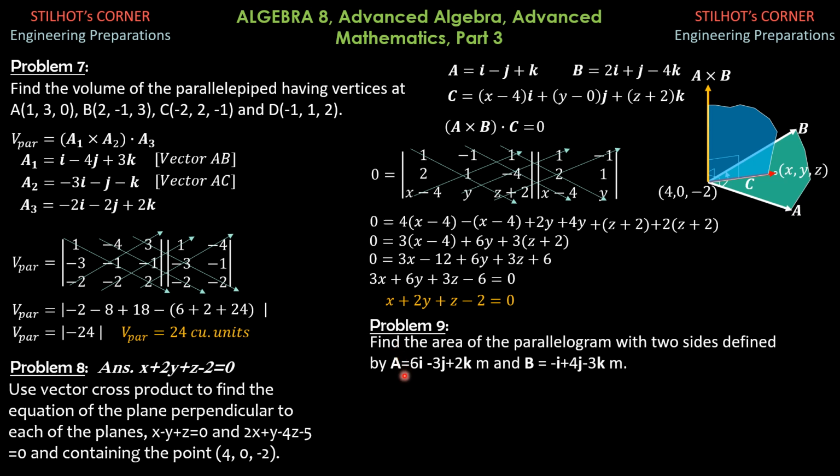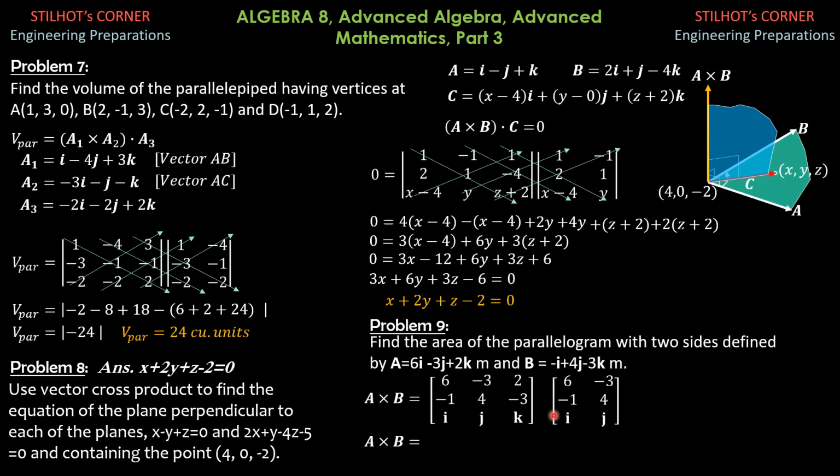Find the area of the parallelogram with two sides defined by A, quantity 6i minus 3j plus 2k, and B, negative i plus 4j minus 3k. So remember that the magnitude of the cross product of these two vectors is the area of the parallelogram. So for the technique of cross product, we do this same technique. Components of A first. So 6, negative 3, 2. Then negative 1, 4, negative 3, components of B. Then the unit vectors. Copy the first two column values, 6, negative 3, negative 1, 4, and unit vectors i, j.